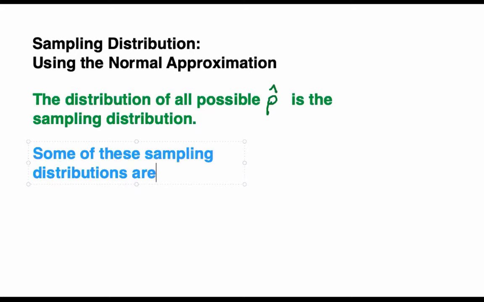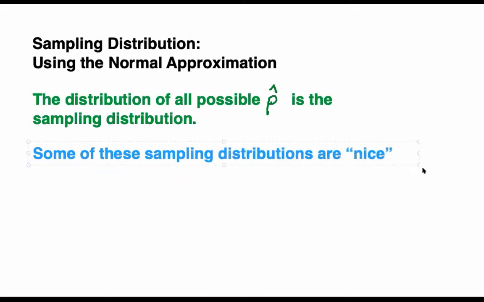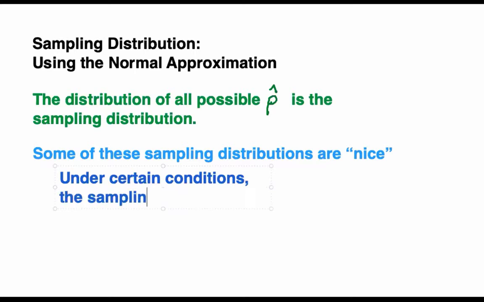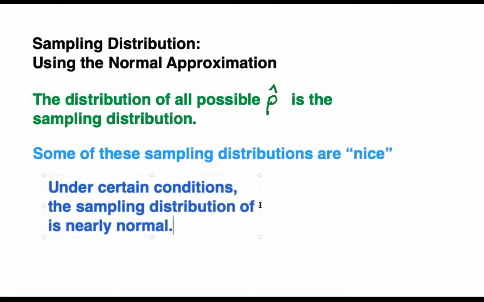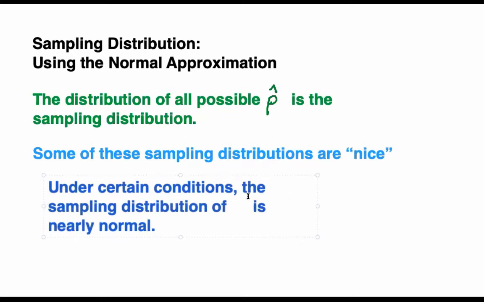Turns out that some of these sampling distributions are, quote unquote, nice. What do I mean by nice? Well, under certain circumstances, the sampling distribution of the p hats is nearly normal.